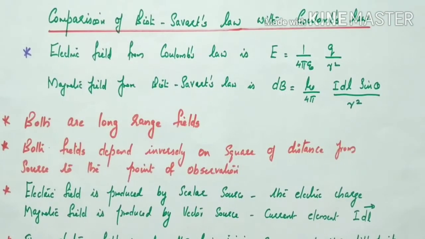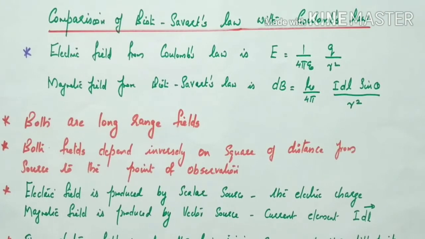For easy understanding, now we can compare Biot Savart's law and Coulomb's law. The electric field from Coulomb's law is, we know, vector E equals 1 by 4 pi epsilon 0 q by r square. That is the electric field due to a point charge. Similarly, magnetic field due to a current carrying element is dB equals mu 0 by 4 pi I dl sin theta by r square, and this is obtained from Biot Savart's law. Okay. Now what is the comparison between Biot Savart's law and Coulomb's law?